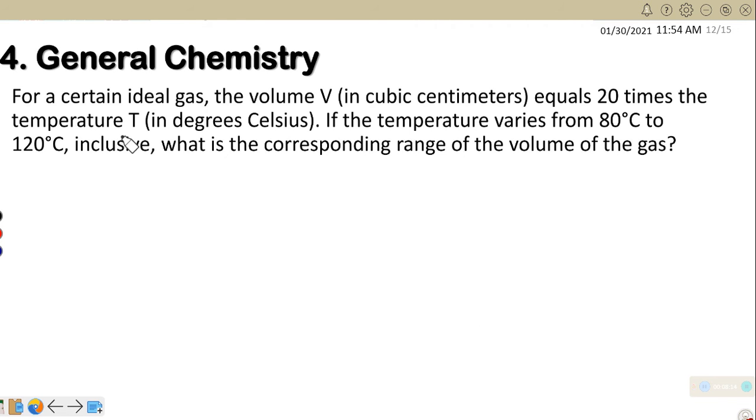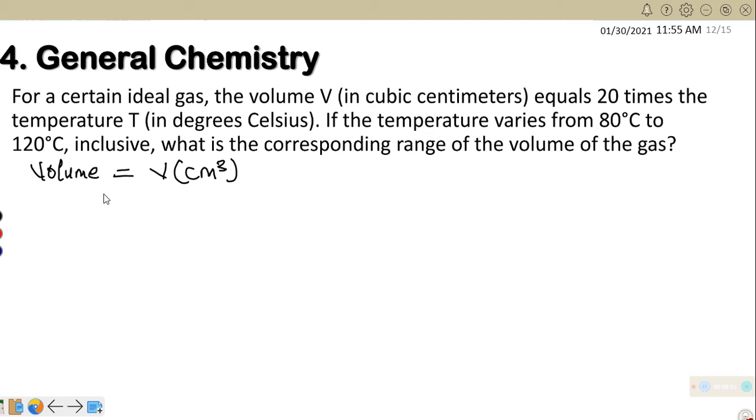Another example, this example is applicable in general chemistry. For a certain ideal gas, the volume in cubic centimeters equals 20 times the temperature T in degrees Celsius. If the temperature varies from 80 degrees to 120 degrees Celsius inclusive, what is the corresponding range of the volume of the gas? So let us transform this statement into algebra. First, let volume equal V in cm cubed.